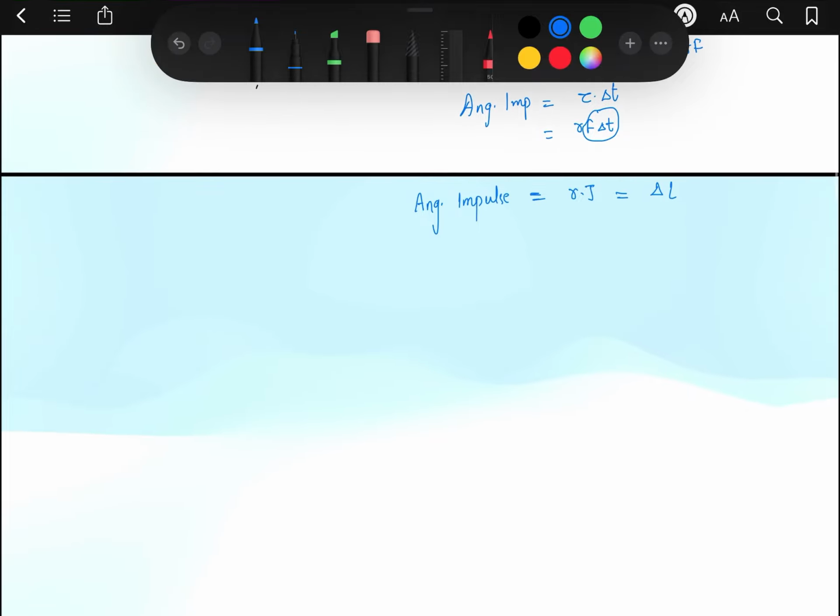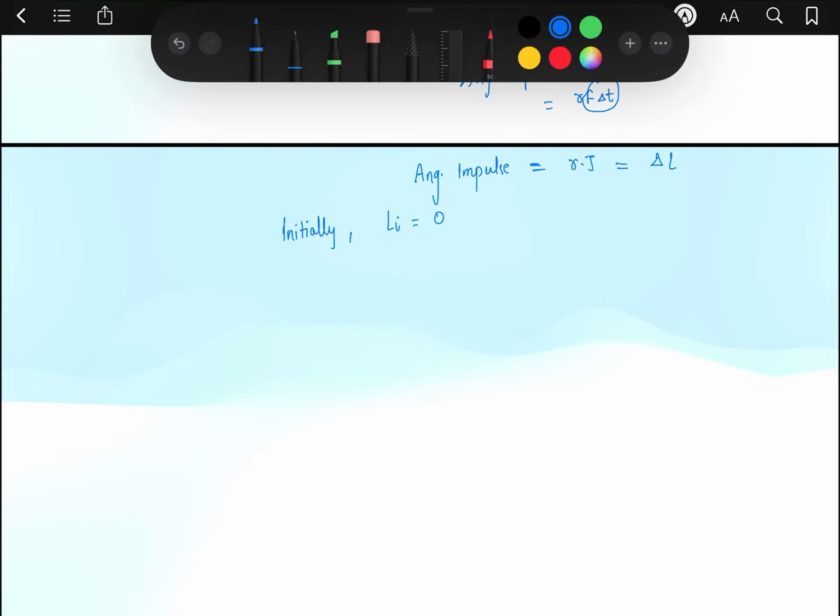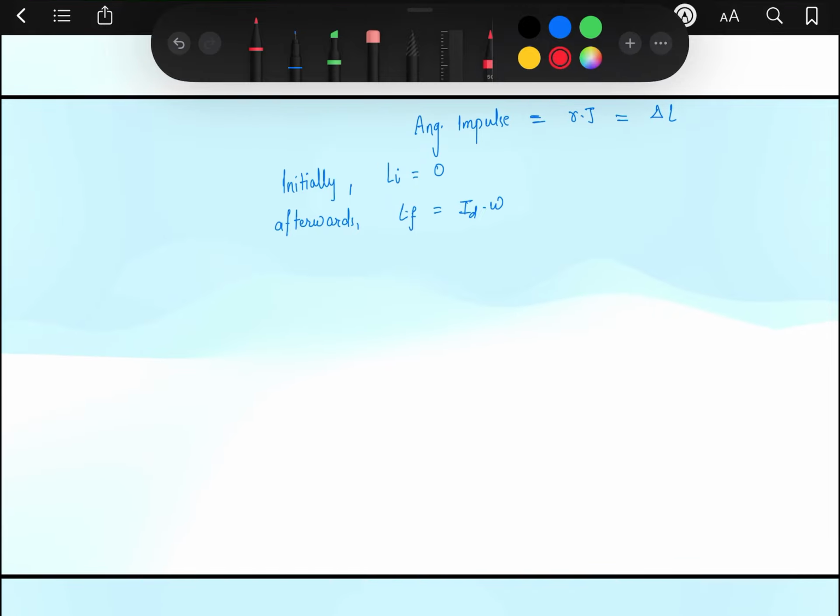Okay, so let me suppose initially the angular momentum of this coin about its diameter is 0, since there was no torque acting on this coin and no rotational motion. After the torque was applied, let us suppose the final angular momentum L final is equal to I, the moment of inertia about the axis of the diameter, into omega.